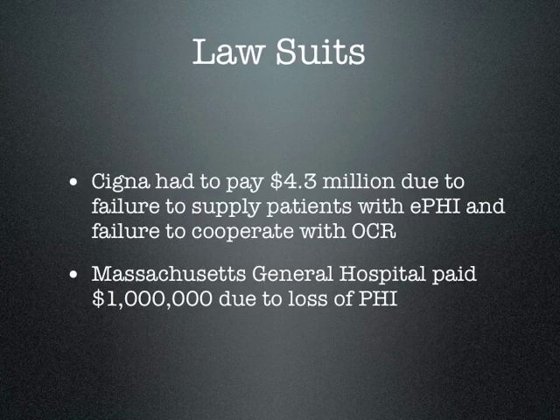Recent lawsuits, just so you know, it does happen. Cigna Insurance had to pay $4.3 million due to failure to supply patients with ePHI, and then after that, they failed to cooperate with the Office of Civil Rights. So now, with high tech, the Office of Civil Rights looks into every HIPAA violation. It's not only insurance companies that are having to pay. Massachusetts General Hospital paid $1 million due to loss of PHI. They're also on a 3-year plan to make sure it does not happen again.